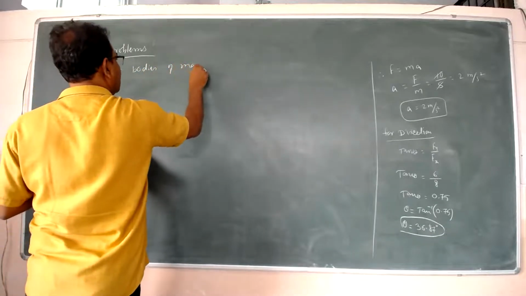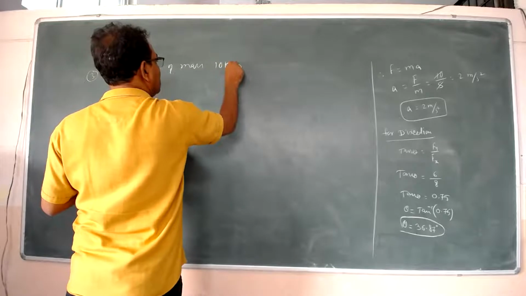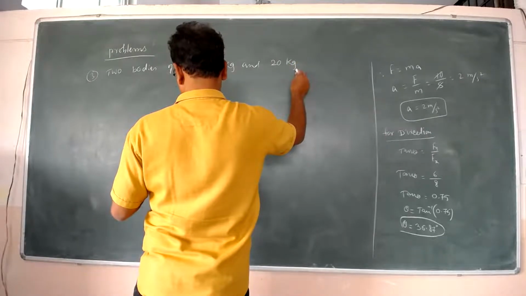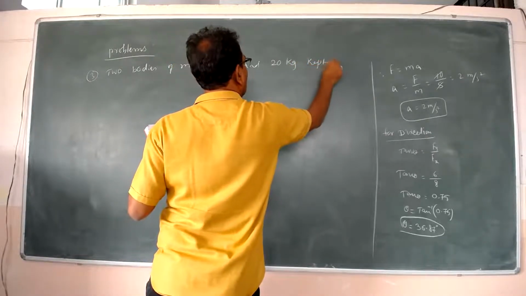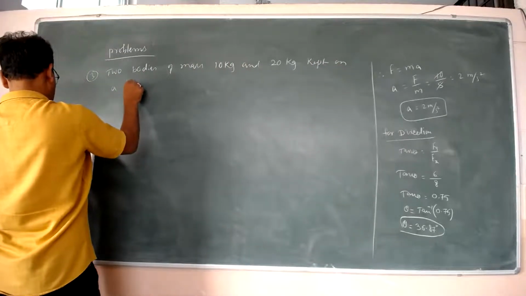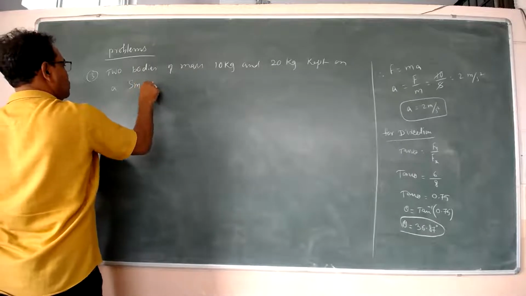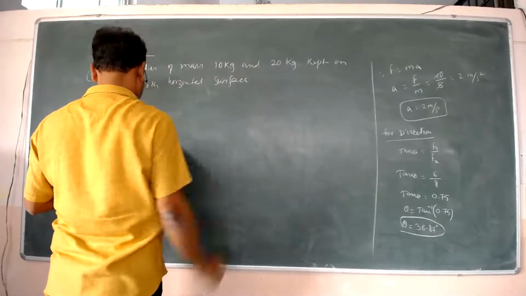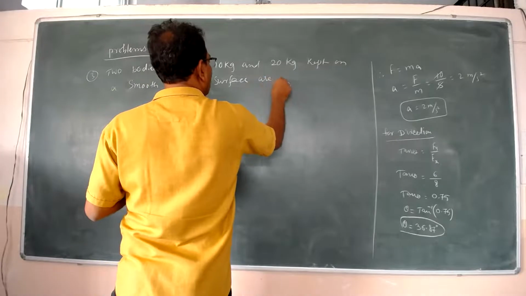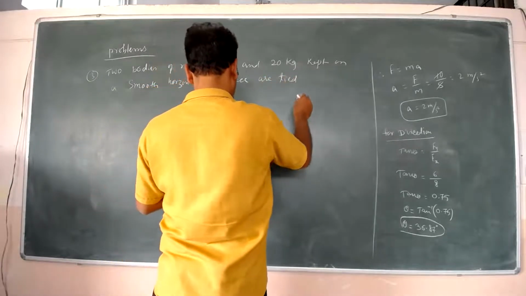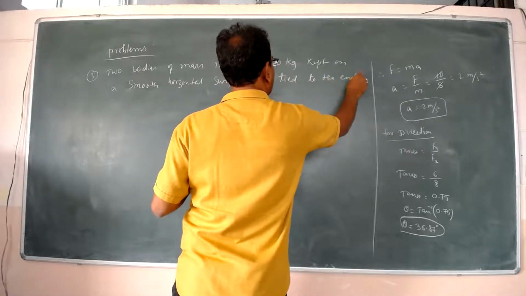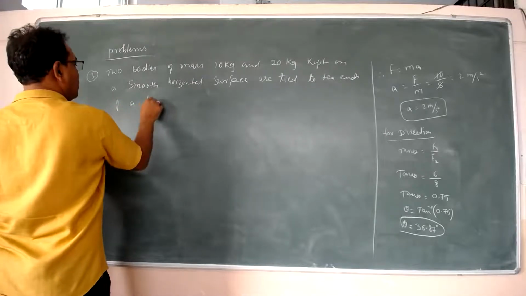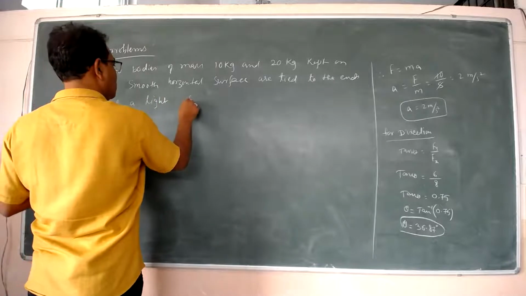Two bodies of masses 10 kg and 20 kg kept on a smooth horizontal surface are tied to the ends of a light string.